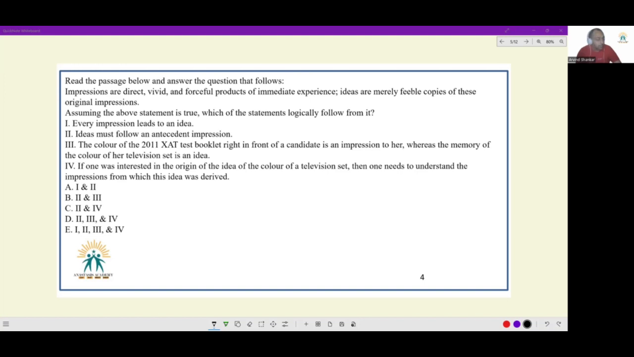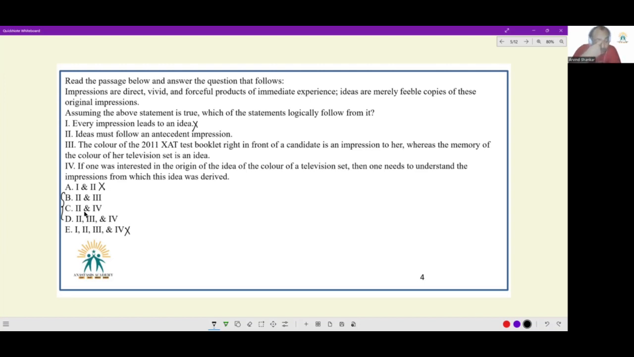Not really. I see thousands of people every day while walking on the road. All of them are impressions. But does that necessarily lead to an idea? Not really. So this is not logically following. I can rule out these two options. Once I rule out these two options, see funnily where I reached. Statement 2 is definitely true. Now we have to see if one of 3 or 4 becomes acceptable or unacceptable.